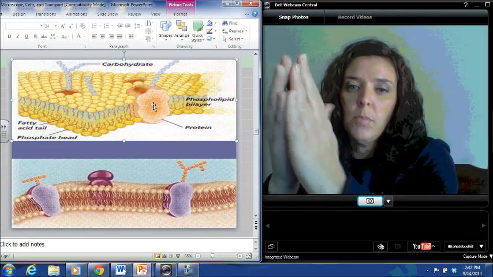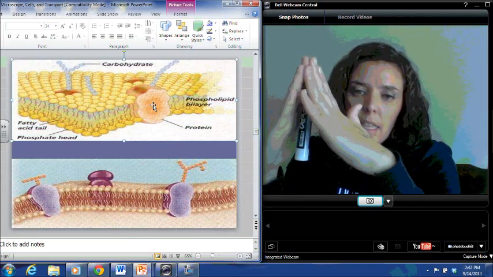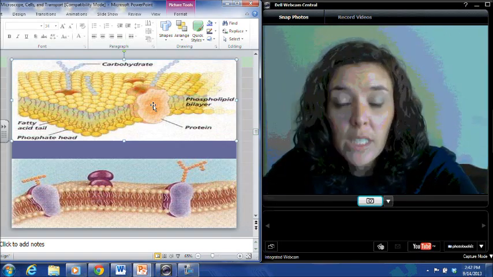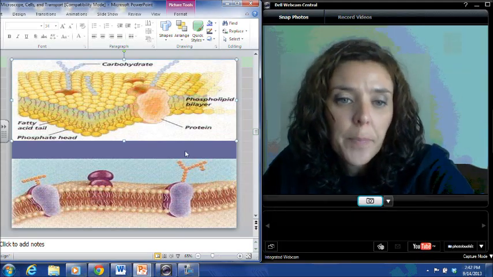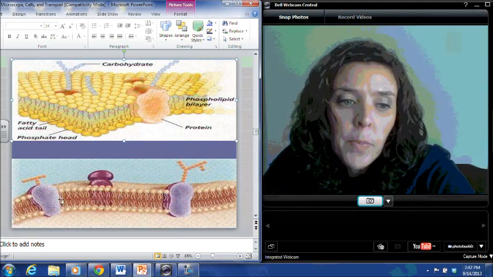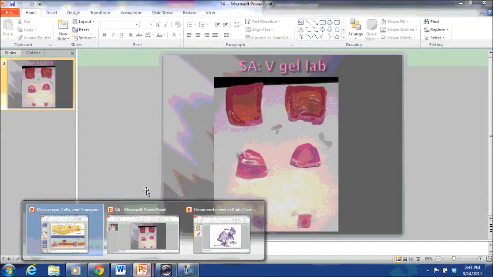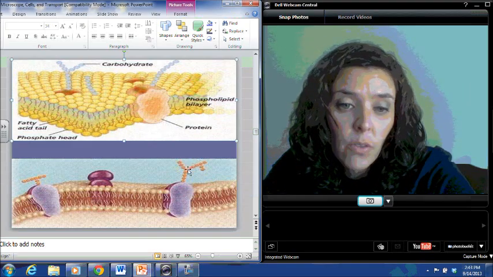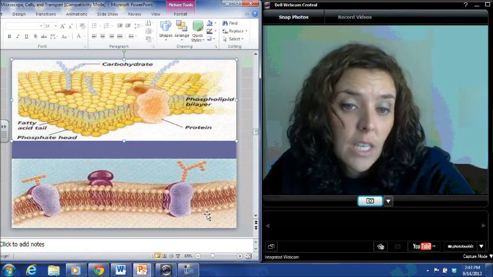We'll pretend this marker is like that. It opens up to allow it in, surrounds it, and then lets it go through to the other side. Those are protein carriers, protein channels, things like that. Again, the membrane is selectively permeable. It will let some things go through, but not all things. So some things that need to go through might have to go through a protein channel or carrier in order to get to the other side.